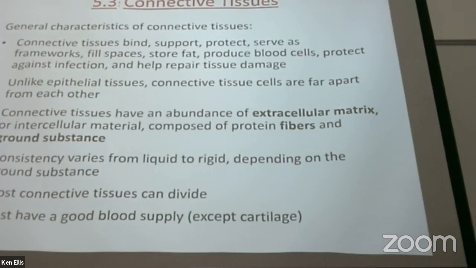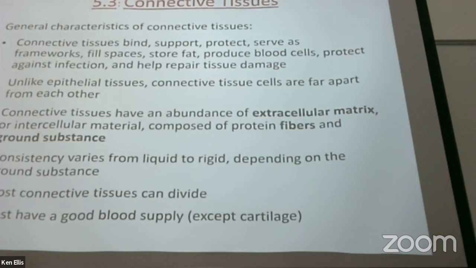Now, connective tissue has a number of characteristics. Look at them with me. Connective tissues bind. Underline that word, bind. What does the word bind mean? If I said I was going to bind you to the chair, what would that mean? I was going to tie you to the chair, or put a handcuff to one thing to another. Bind here means a similar sort of thing. Connective tissues make this tissue stick to this tissue.